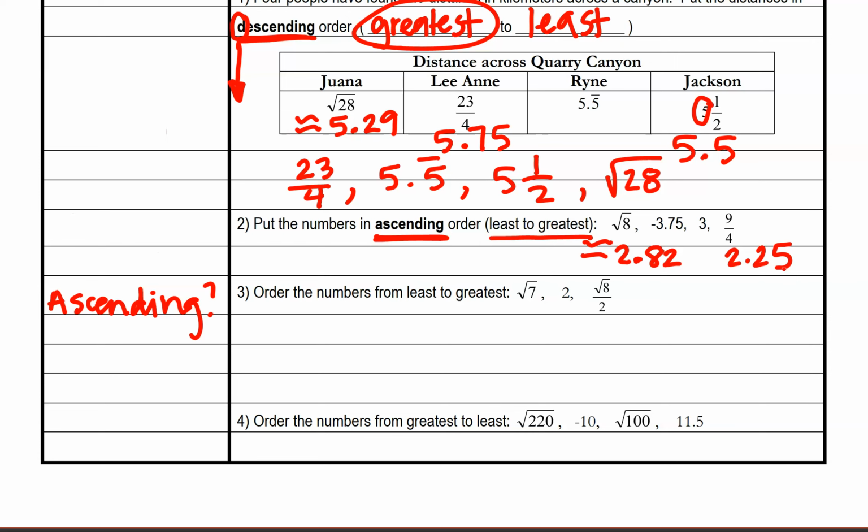So the first one that we have is 2.82. Next one that we have is a negative 3.75. The next one that we have is a 3. Now this is a whole number. Where is the decimal? Now if it is a whole number, the decimal is always at the end.